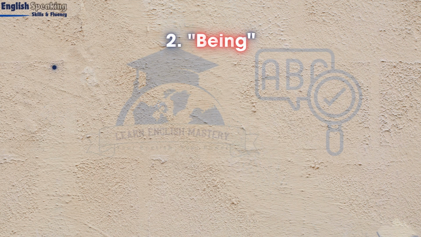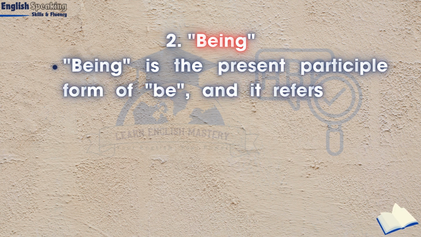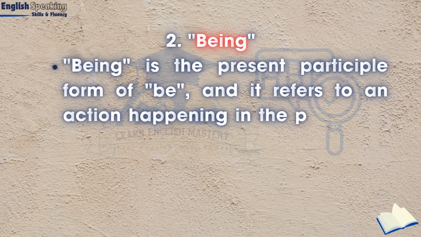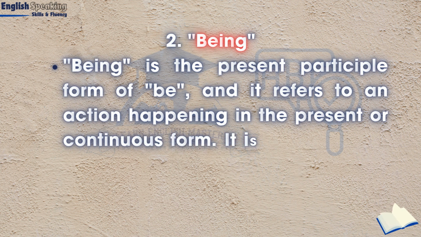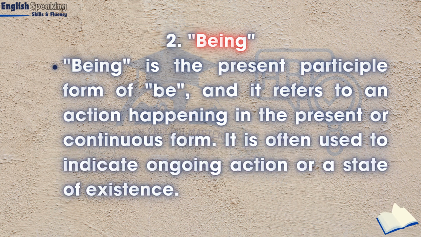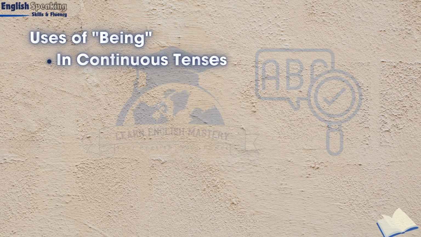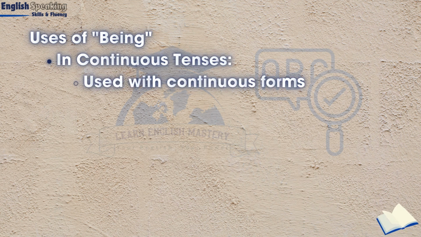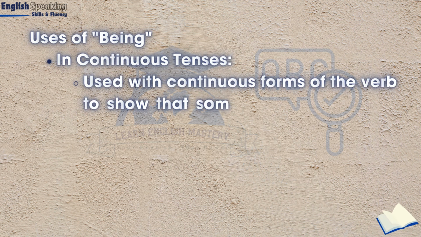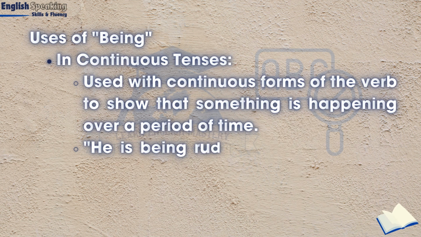2. Being is the present participle form of be, and it refers to an action happening in the present or continuous form. It is often used to indicate ongoing action or a state of existence. Uses of being in continuous tenses, used with continuous forms of the verb to show that something is happening over a period of time. He is being rude.